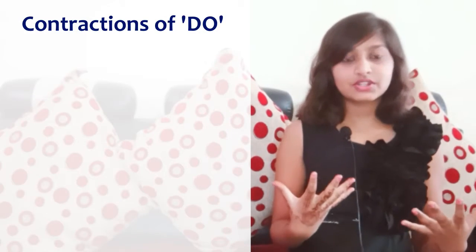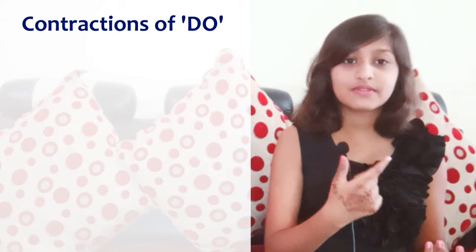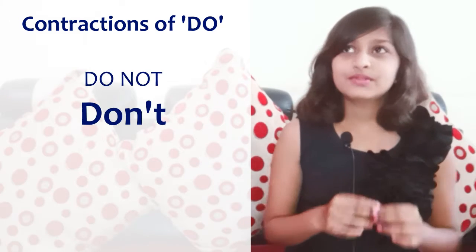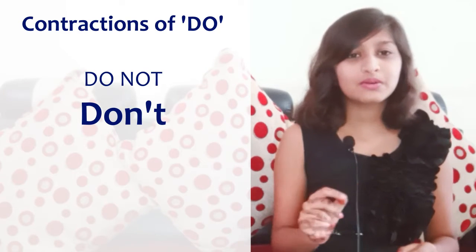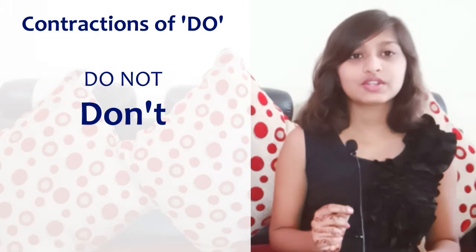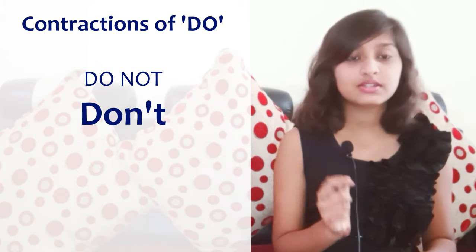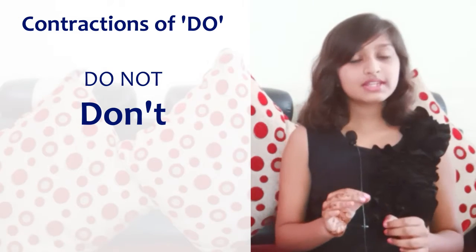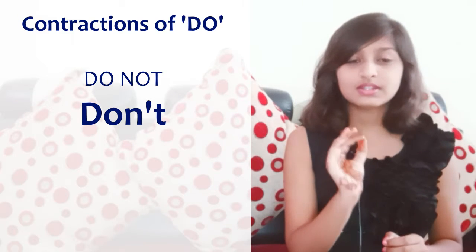Now let me make this video even easier. I've divided this lesson into several sections, into several sets of contractions according to the contractions type. And the first set of contractions is the contractions of the verb do. I'm sure all of you must have heard of don't before. Don't is the contraction of do not. Don't. So you see here, the O of not is omitted.